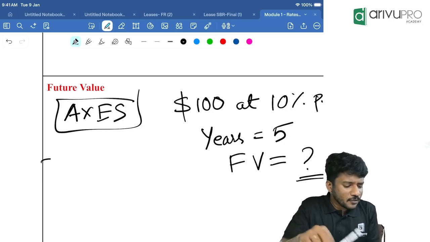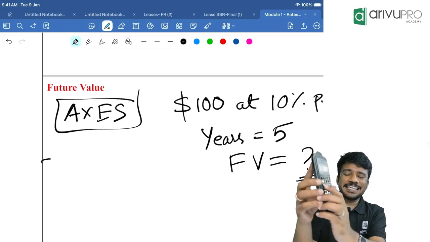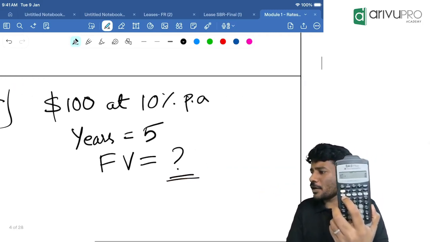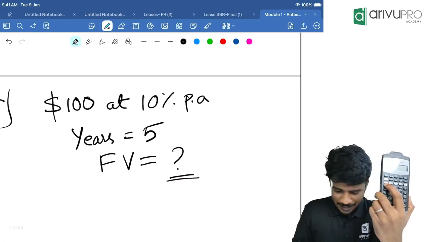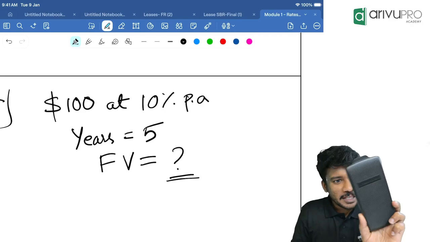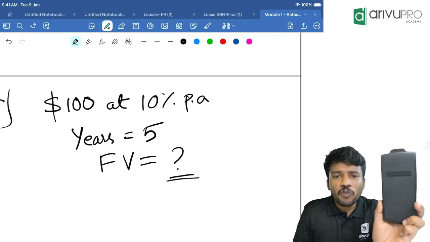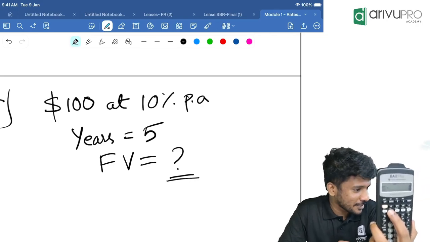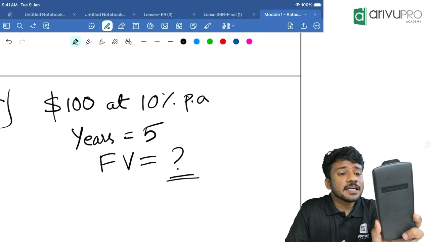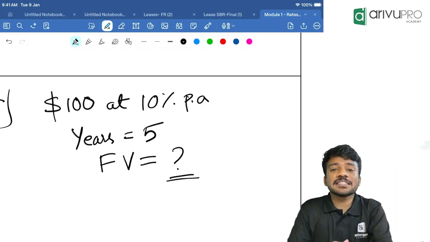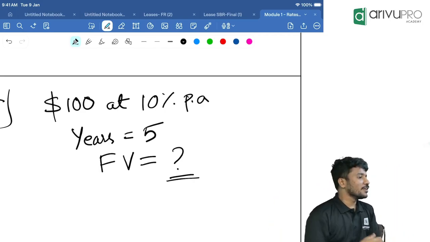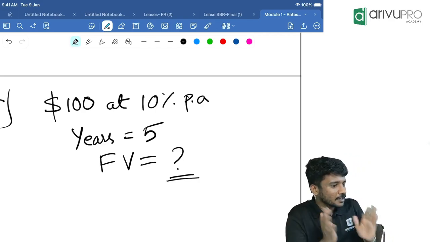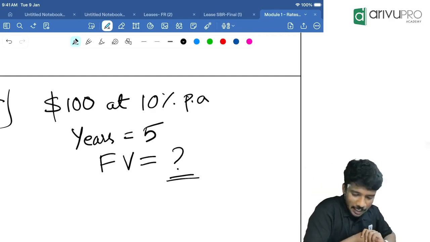No. Have you seen something called N on your calculator here? N means number of years. Then I/Y, that means interest per year, that is 10% in this question. Then there is a PV button. PV is nothing but our present value, which is given in the question. How much is the present value we are investing? The 100 rupees is the present value we are investing.